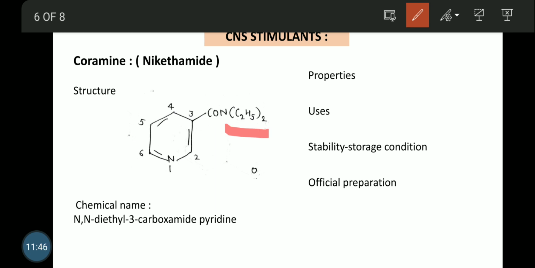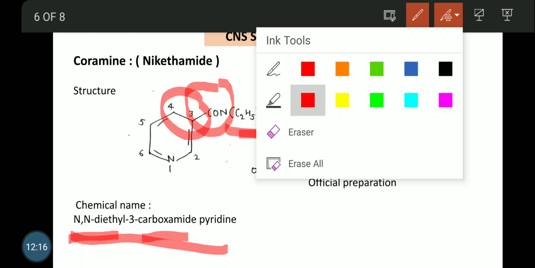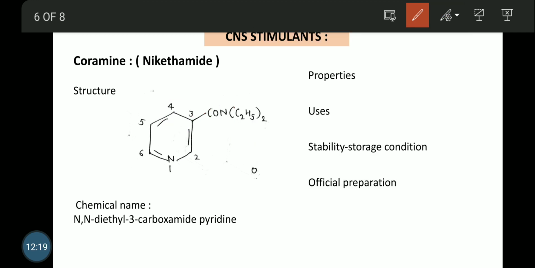nitrogen. Therefore N, and two similar, therefore diethyl. CONH2, two hydrogen atoms are replaced by your ethyl. CONH2, that is the structure of your carboxamide, that is present at third position. Therefore we write down N,N-diethyl 3-carboxamide pyridine. Now remember that Coramine, the other name, that is Nicethamide. It is an important structure for your annual examination.